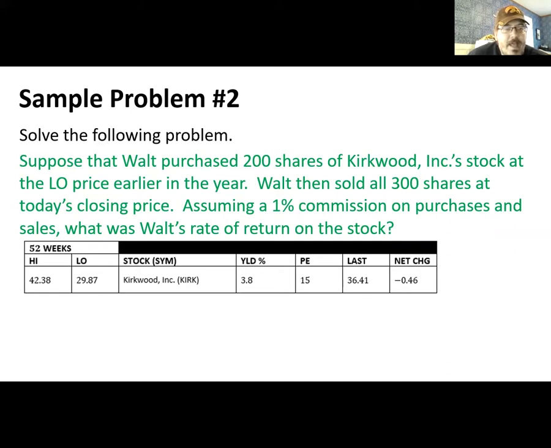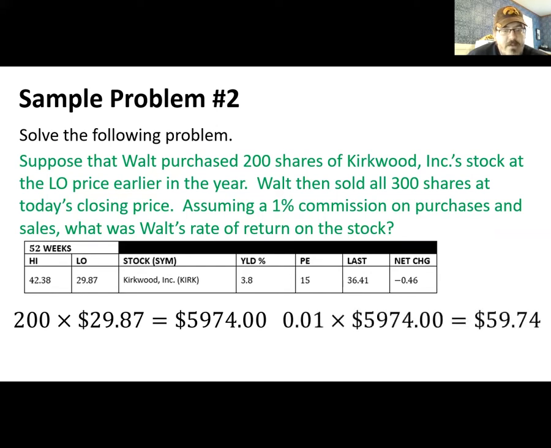So let's start by figuring out how much Walt had to pay for the stocks when he purchased them. He purchased 200 stocks at the low price, so the $29.87. So he spent $5,974 on the stock. Now, what we have to remember is there was a 1% commission on that price. So 1% written as a decimal is 0.01. So times the $5,974 gives us a commission of $59.74 that he paid to a stockbroker or whoever is managing his portfolio.